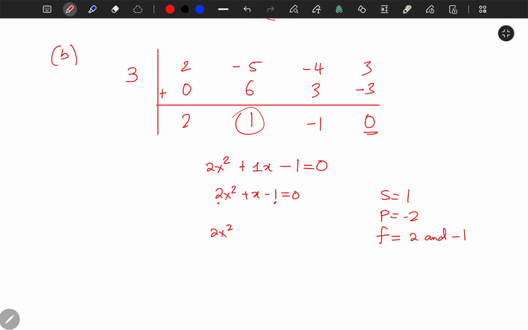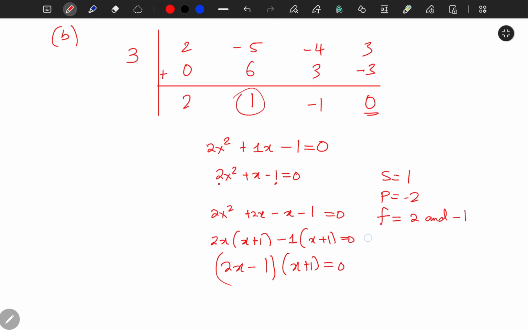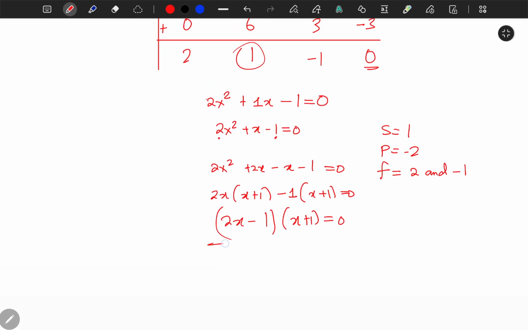So we get 2x squared, then plus 2x, minus x minus 1. Just write everything there in terms of the factors. So we get 2x is common, you have x plus 1. Negative 1 is common, take it out, so you have x plus 1. So you have 2x minus 1 and x plus 1 equal to 0. You can leave it like that if you want. So we factorize the quadratic.